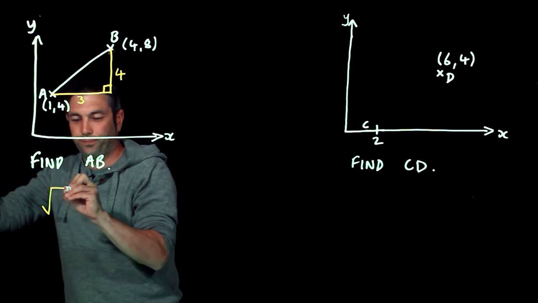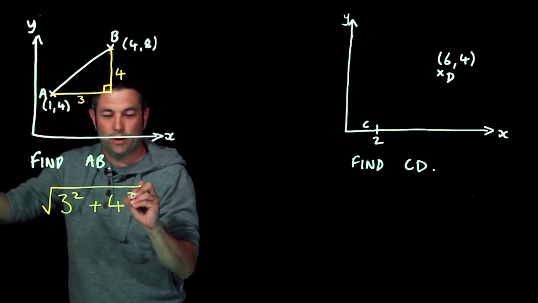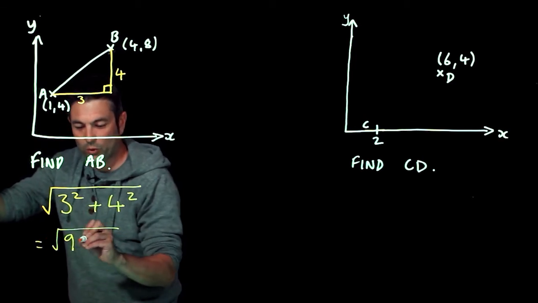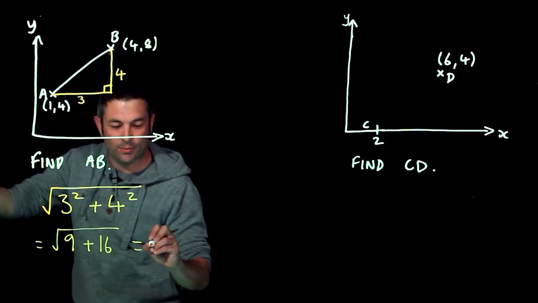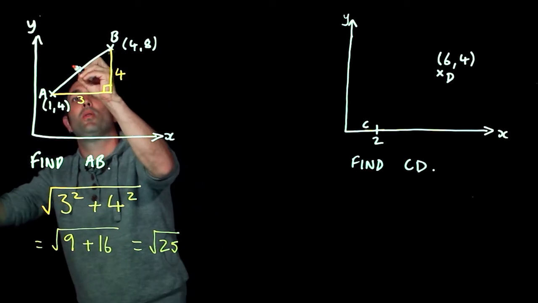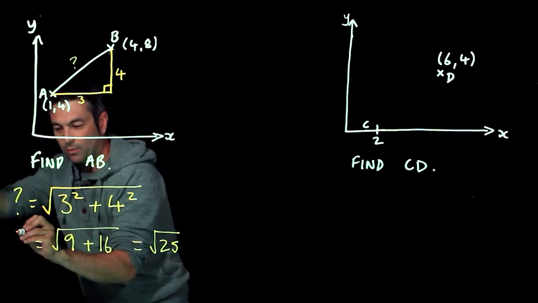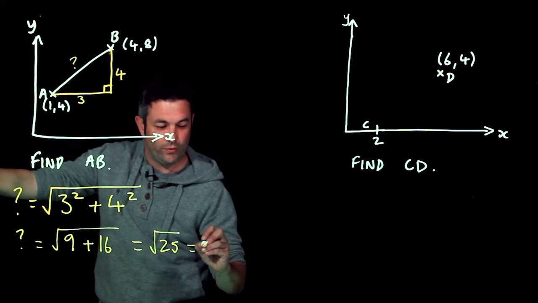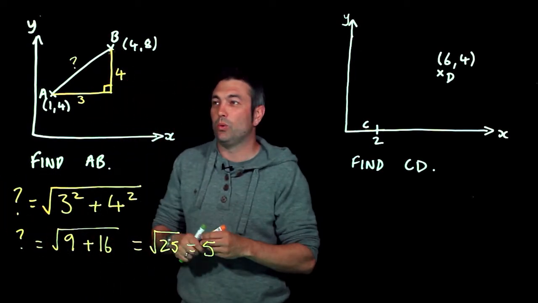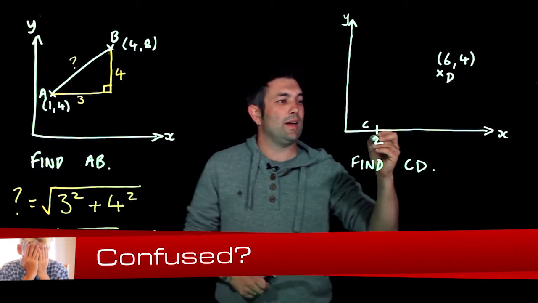So here we go. We've got 3 squared plus 4 squared. 3 squared gives you 9, 4 squared gives you 16, and they add up to make 25. If I put a question mark here for the distance, the square root of 25 gives you 5. This is a nice little Pythagorean triple that some examiners will be expecting you to spot. So there you go.